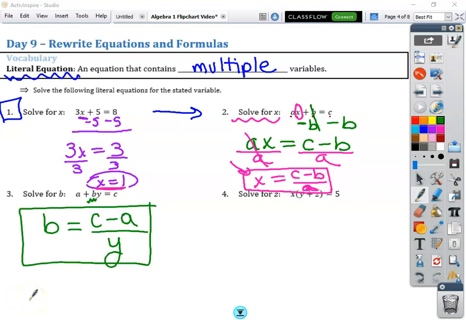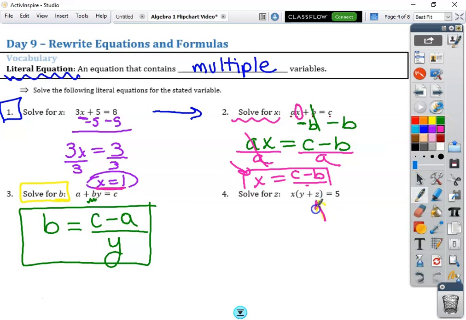All right, check that you got the same answer as what's on the screen. So b equals c minus a over y. It's really important that in literal equations you focus on what they want you to get by itself. All right, so now this next one, let me erase up here. So you want to find z, okay?